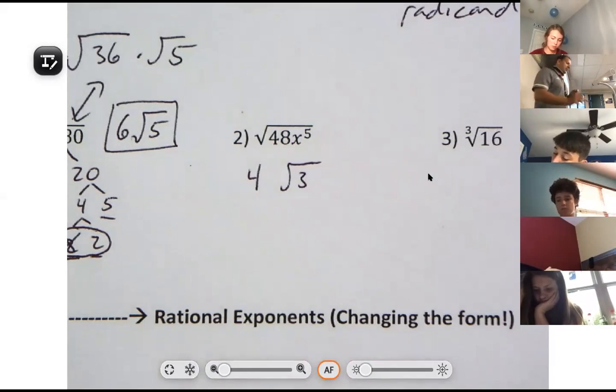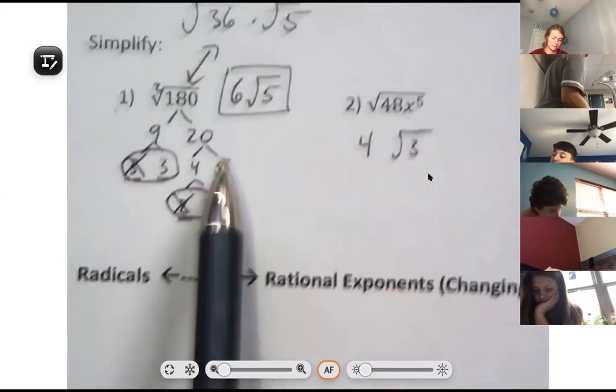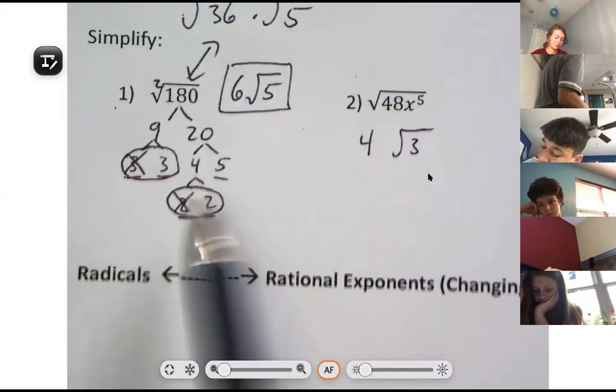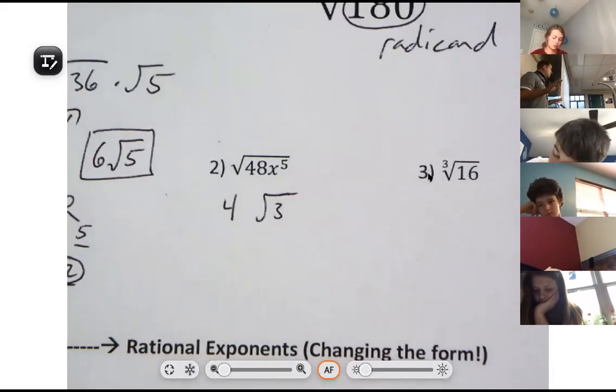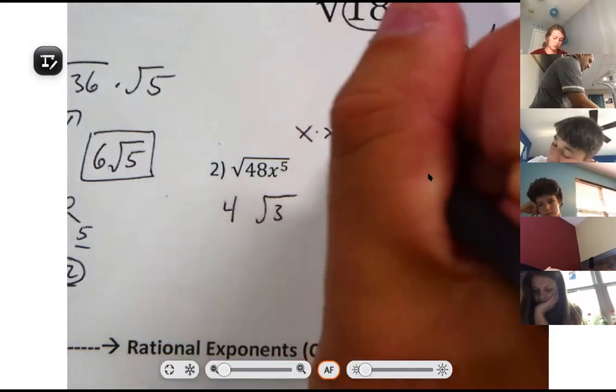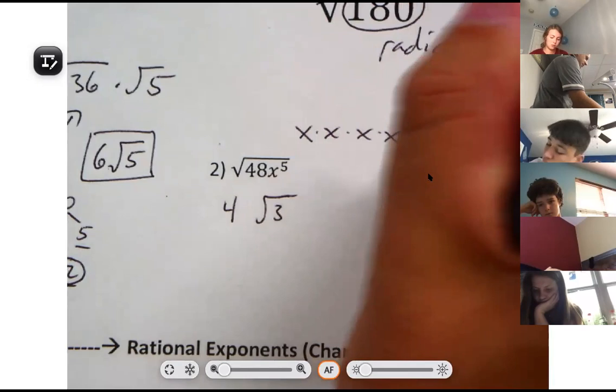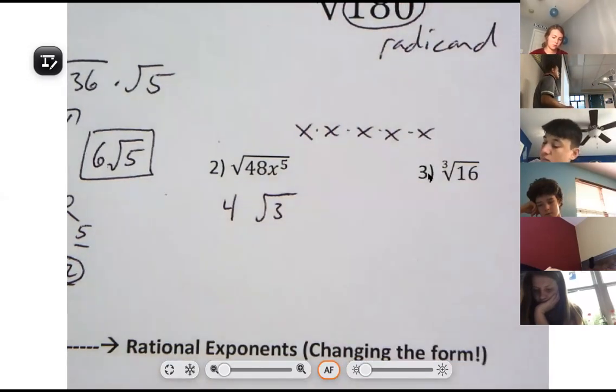Just like we did with these prime factors over here and we're looking for pairs, well, think about what x to the fifth means. I'm going to write this out: x to the fifth means x times x times x times x times x. I write out what x to the fifth actually means. And then with that, we do the same exact thing as we did with those prime factors.